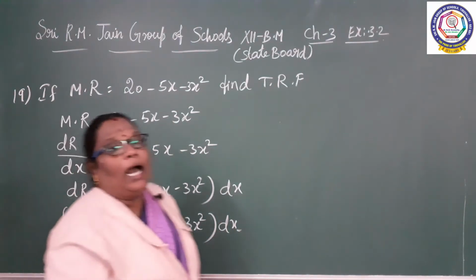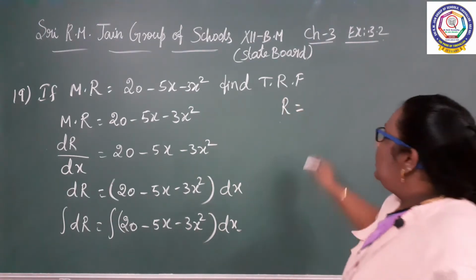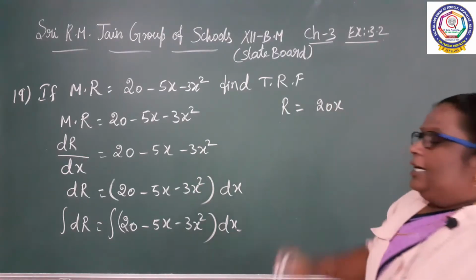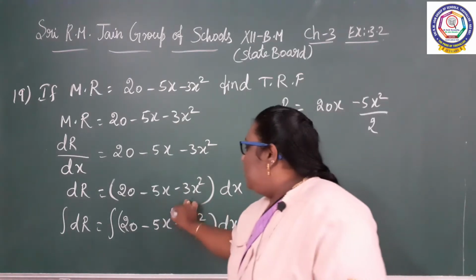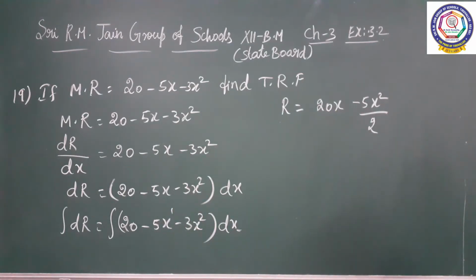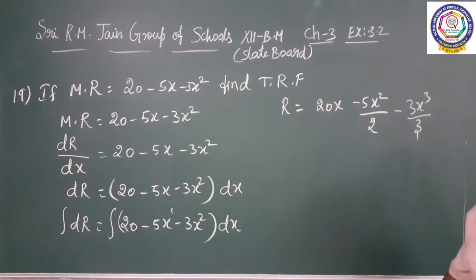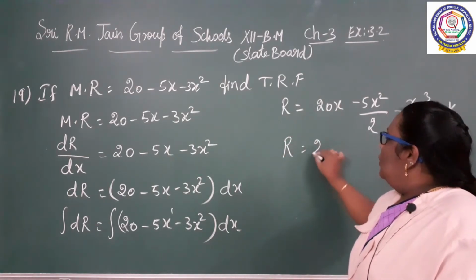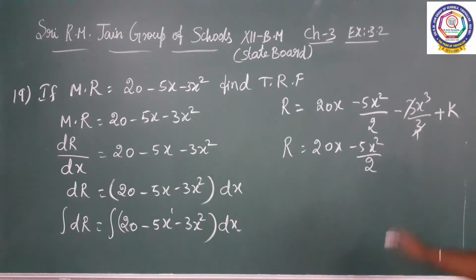So integral dr equal to R. Integral of 20 dx is 20x, minus 5x square by 2. We can apply the integral x power n into dx formula. Minus 3x cube by 3 plus k. The 3 cancels. R equal to 20x minus 5x square by 2 minus x cube plus k.